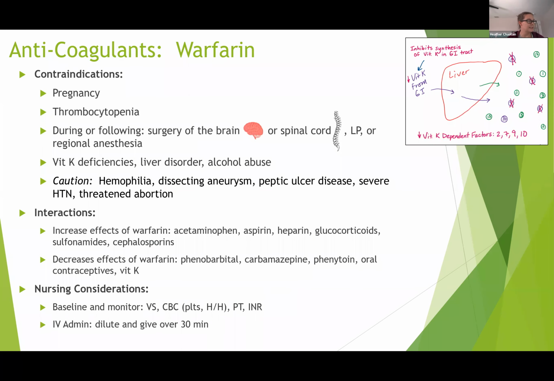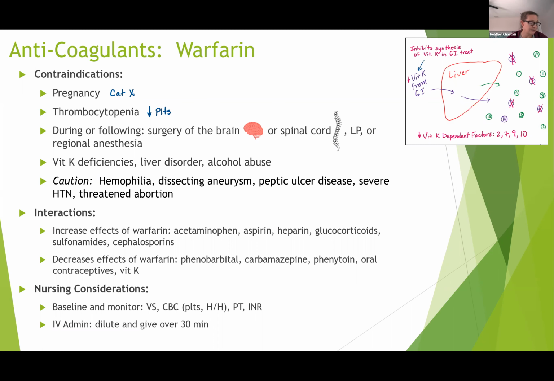Okay, so contraindications. Pregnancy is a contraindication because it is category X. Category X means that studies in animals or humans have demonstrated fetal abnormalities with it. So we definitely don't want to be giving that. Other contraindications: thrombocytopenia, which is a decrease in platelets. Remember, less than 100,000 platelets. You don't want it during or following surgery of the brain or spinal cord, LP, or regional anesthesia. Yes, this is the same as heparin and enoxaparin, so it should be easy to remember.